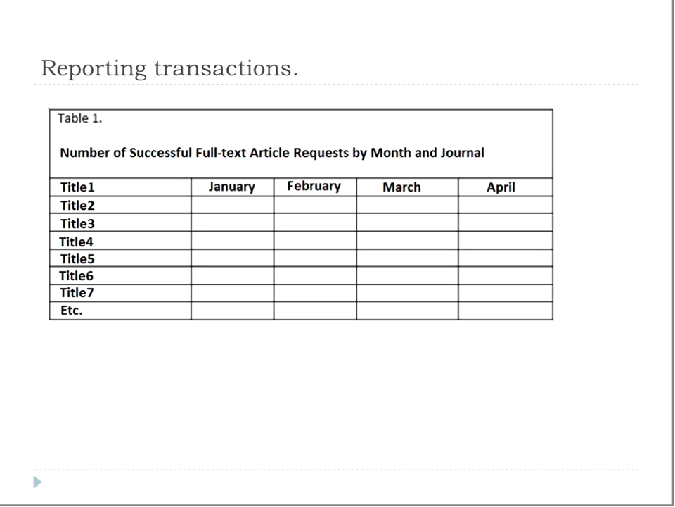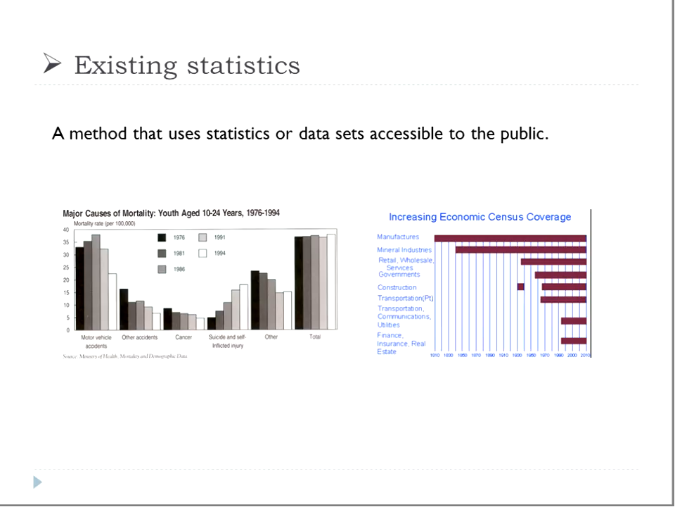Well, if you did a study on this, you would end up with a table that looks something like this. And again, it's a contingency table. You'd have all the titles of all the journals you're getting from that particular provider, and there might be 2,000 of them, there might be 20 of them. Those would run down the left-hand side, and your months would run across the top. And you would fill your data into that table.